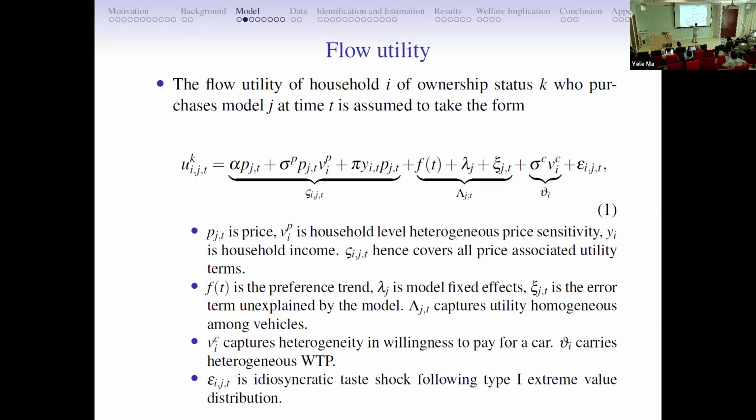Lambda JT has 3 terms. One is FT, which captures the microeconomic trend. Number two is a model-level fixed effect, because CJT is something that we cannot observe or cannot explain in our setting. Theta I captures some willingness to pay for specific vehicles of each household. And epsilon IJT is just a type 1 extreme value distribution, and we can derive some probability formulas later.